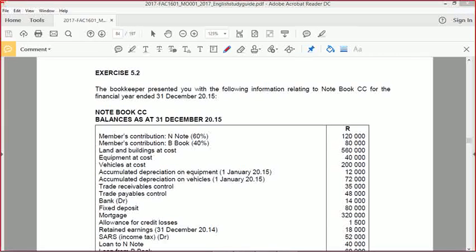So in exercise 5.2, we know we've got a CC. If it's a CC, just to recap one or two things, is it a separate legal entity? Yes. Do you account for the business as a separate entity compared to the members? Yes, definitely. Will you show a member's salary on the books of the CC? Yes, you will. You treat them as normal employees because it's a separate entity. Okay, so let's see how the adjustments went.